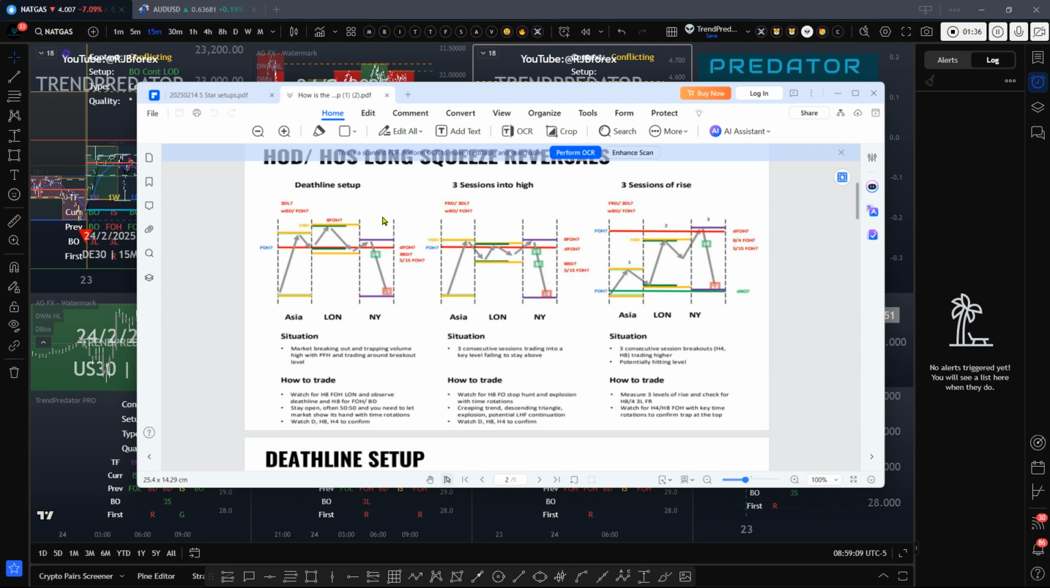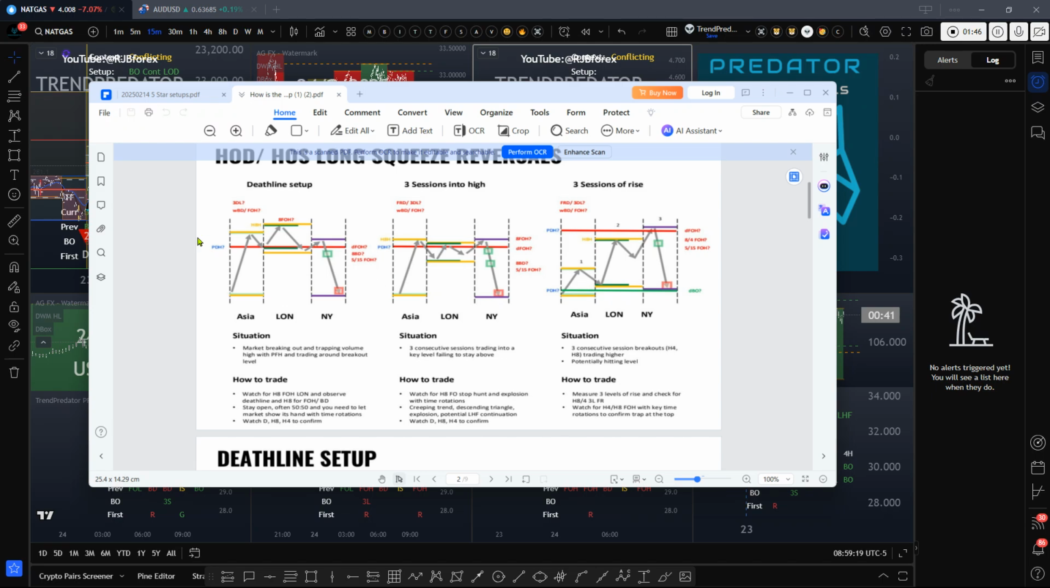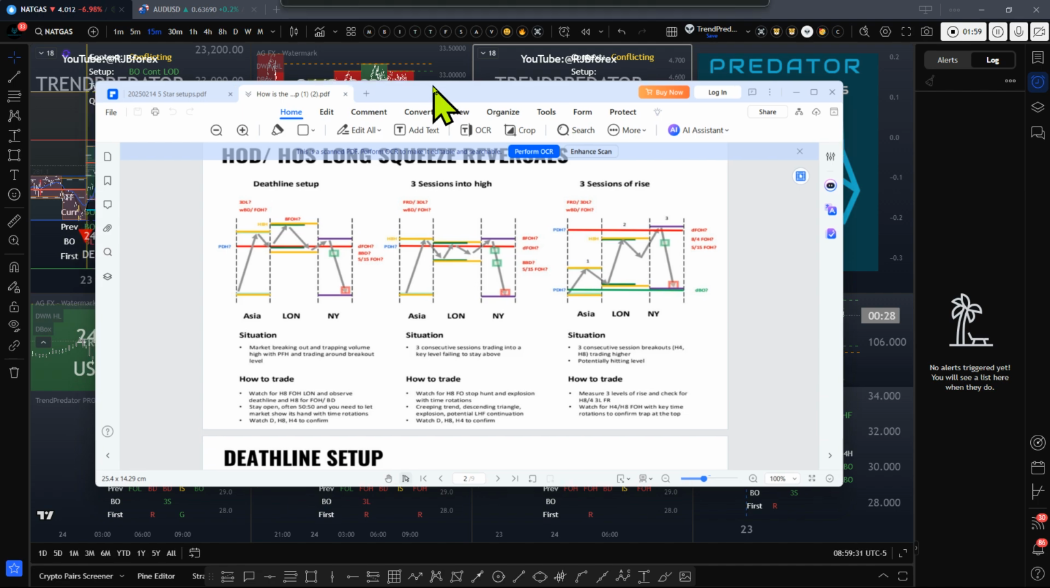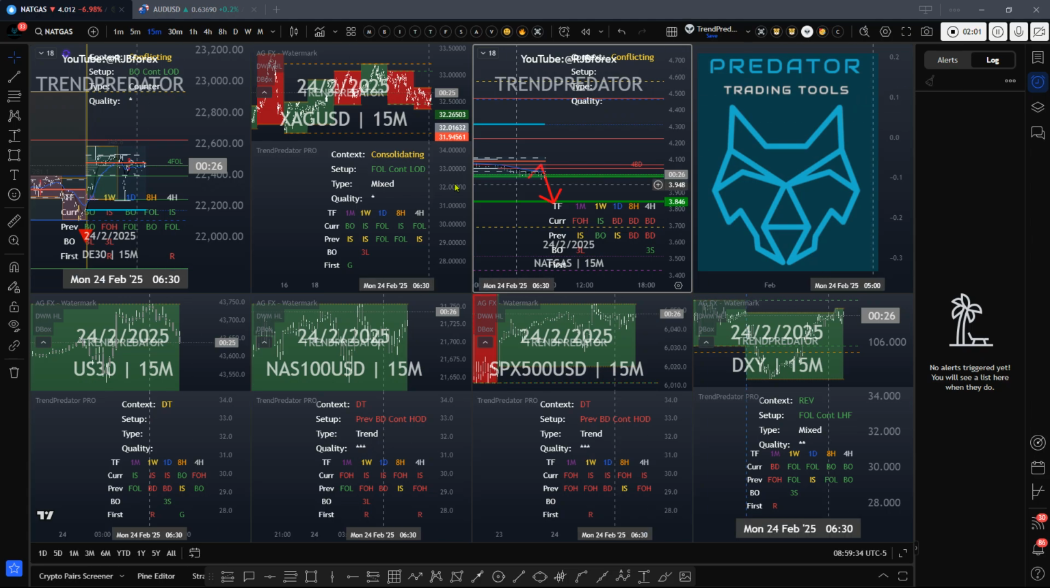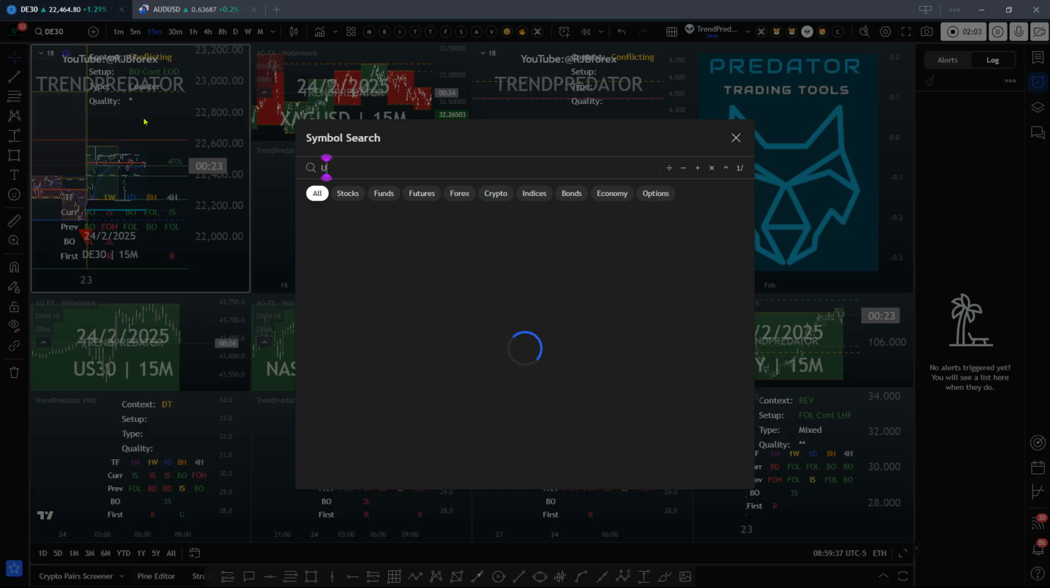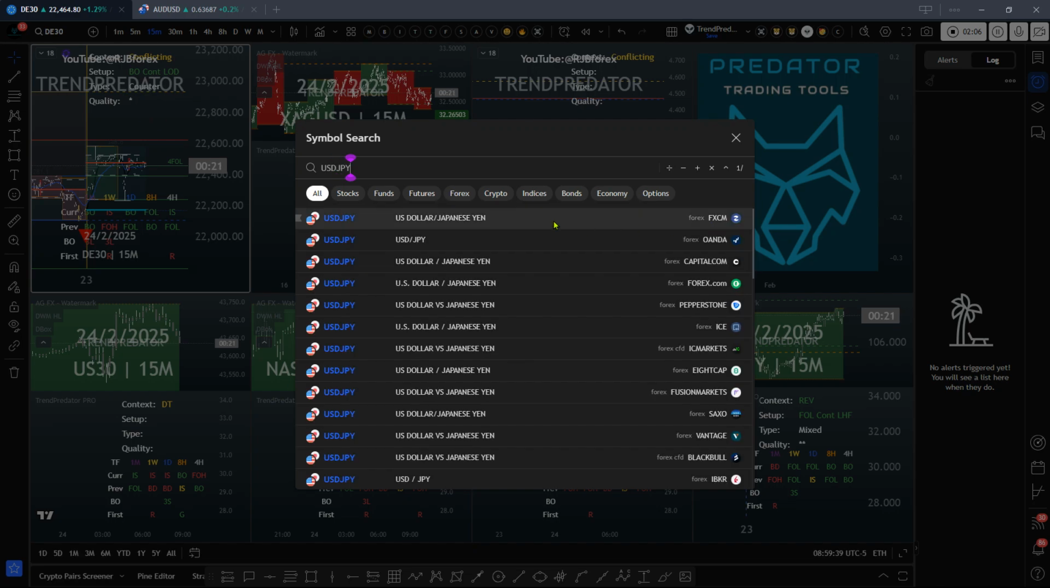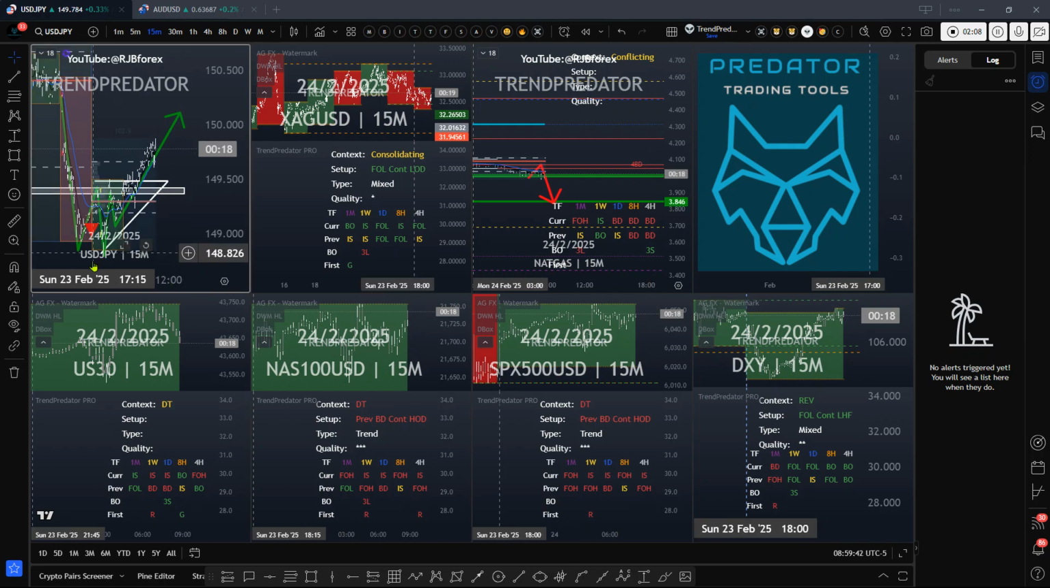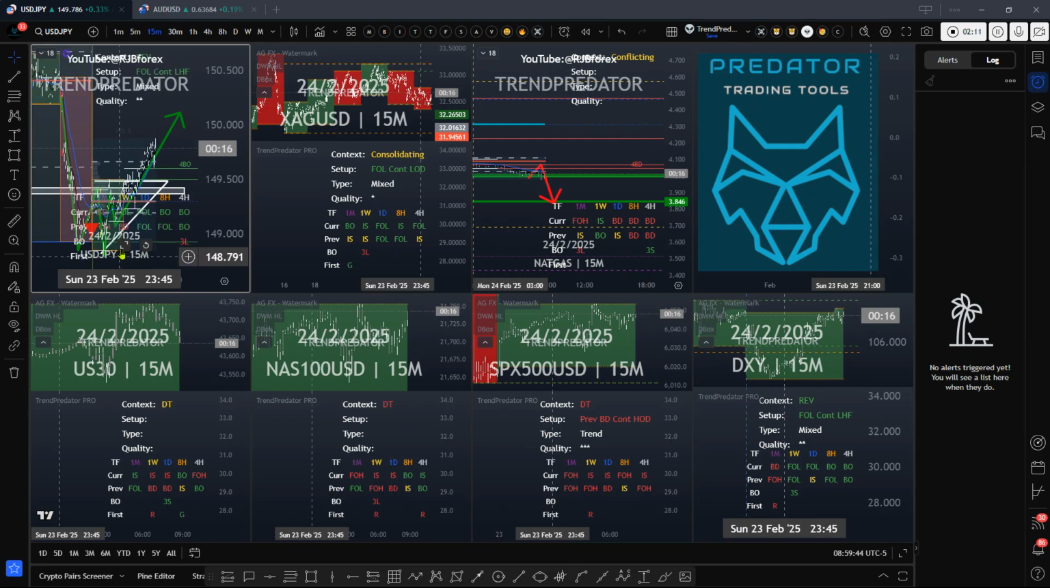So, for instance, if we look at this here, this is the Deathline setup. If the TrendPredator fires a signal to me and the structure of the day looks something like this, then that could be something of interest. So let's look at dollar yen just as an example. USD/JPY, Renko, which is the chart I prefer to use. Let's open this up.